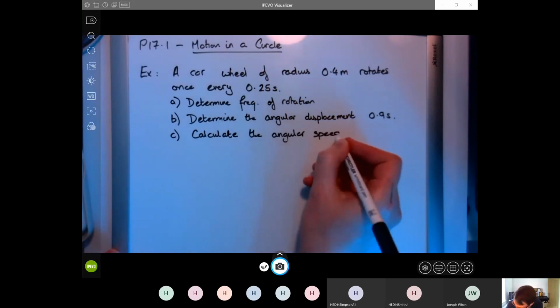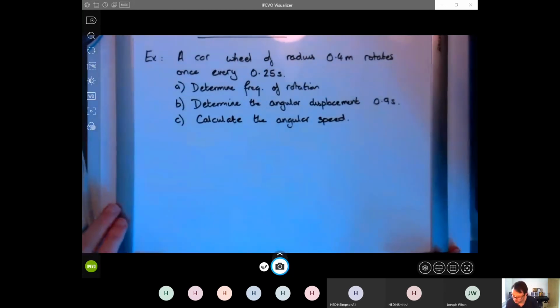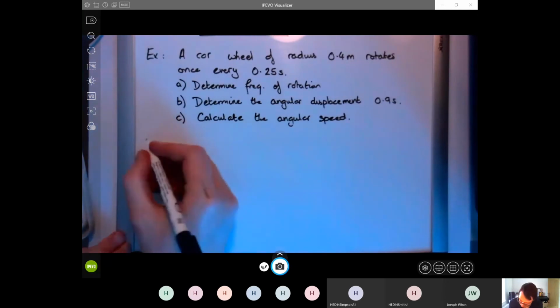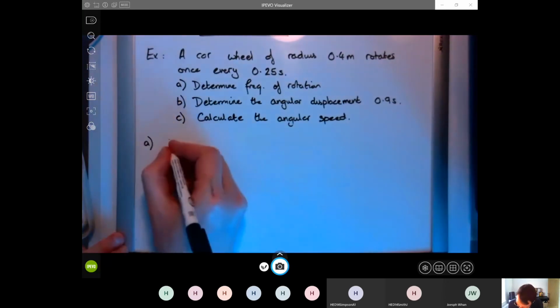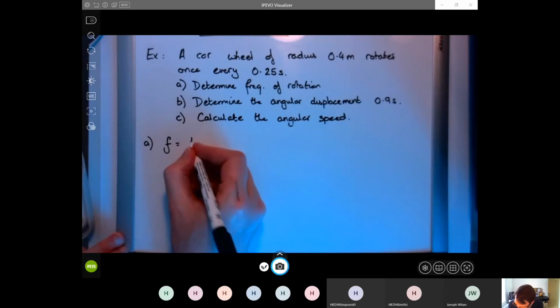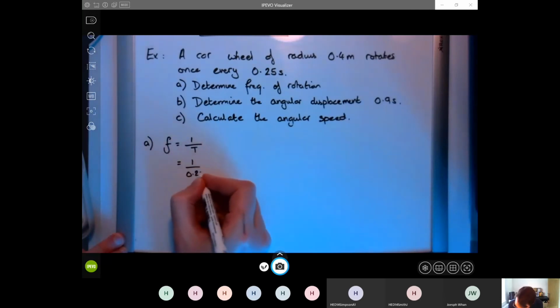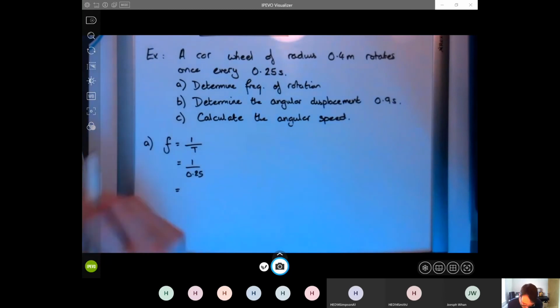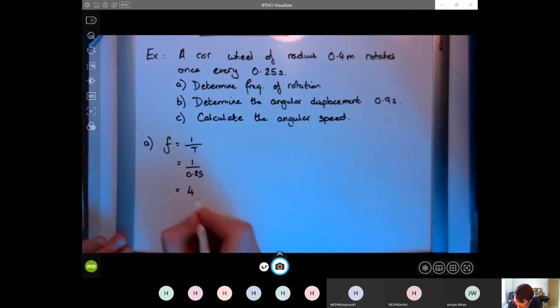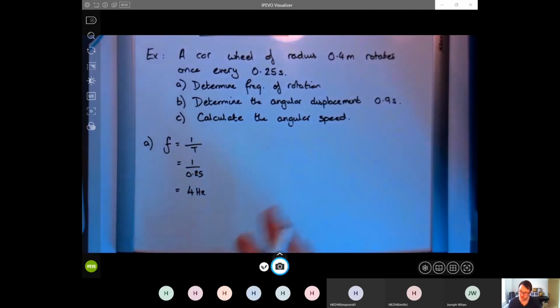Right, let's see if we can get this done on one whiteboard. So I'll move it up a little bit for us. So part A, nice and straightforward, that first one. f equals 1 over the total time period. So that is 1 over 0.25, which, if my memory is correct, will be 4 hertz. So 4 times every second this car is rotating its wheel. We actually now could work out the actual velocity of it as well, so maybe we'll come back to that at the end.